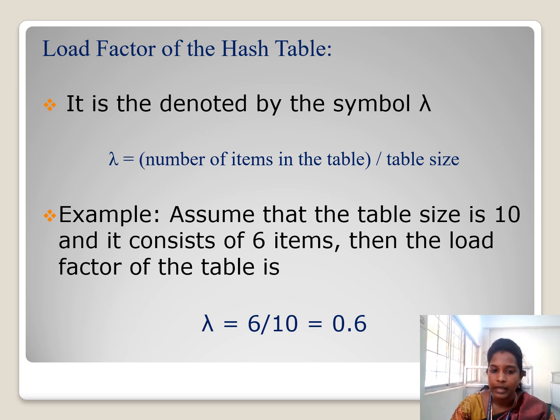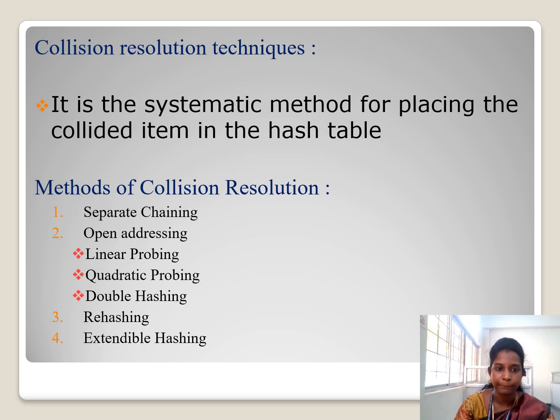For example, I am going to assume the table size is 10 and it consists of 6 items, that is 6 elements. So lambda equals 6 divided by 10, which is 0.6. This is the efficiency of the hash table, that is the load factor. Load factor means, as I said earlier, we calculate how effective the hash table is. For that purpose only we are using this load factor.